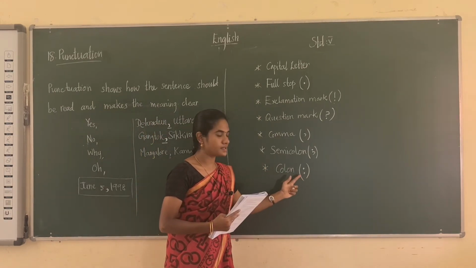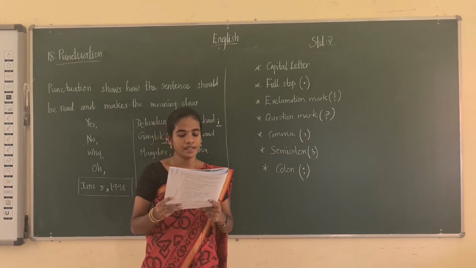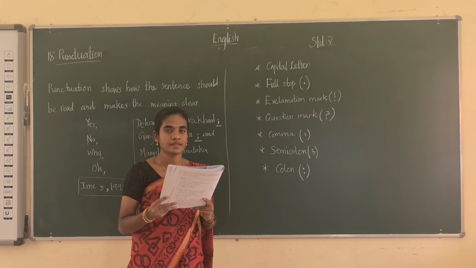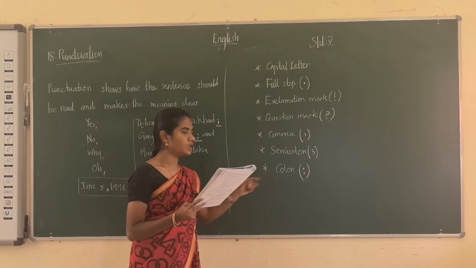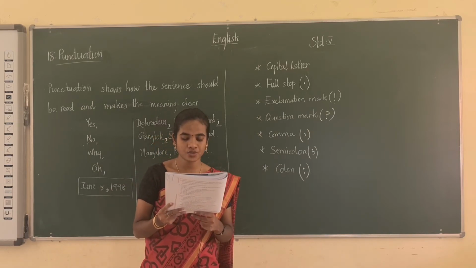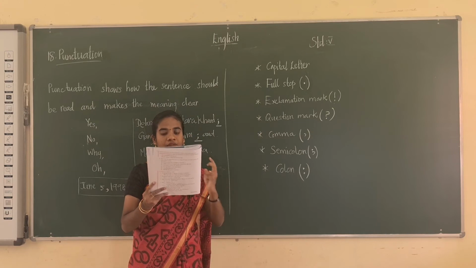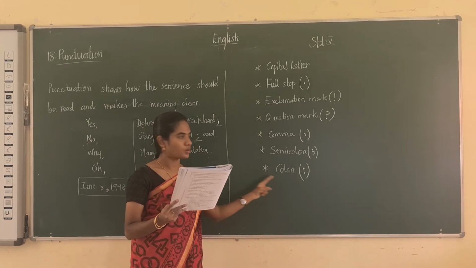See here, this is the symbol of the colon. A colon is used to introduce an item or a list of items. If you want to introduce an item or a list of items, you have to use the colon. For example, he needs an organizer to note down the following. Here they are given a list of items, so before the list of items, you have to put a colon.